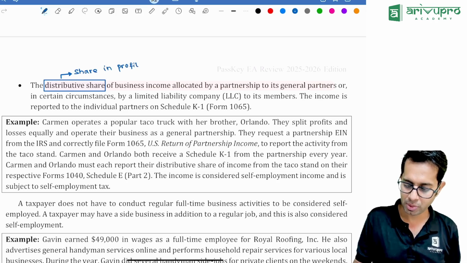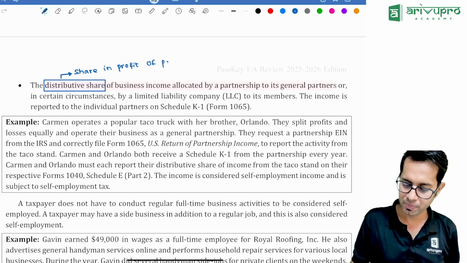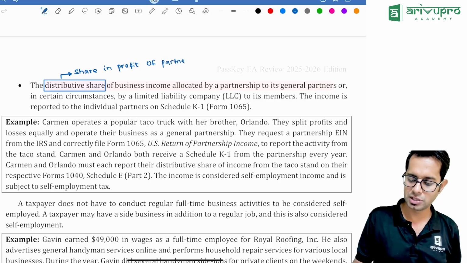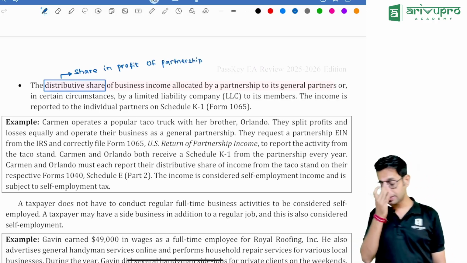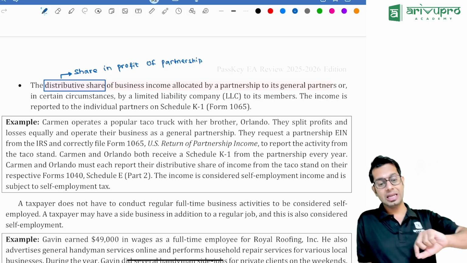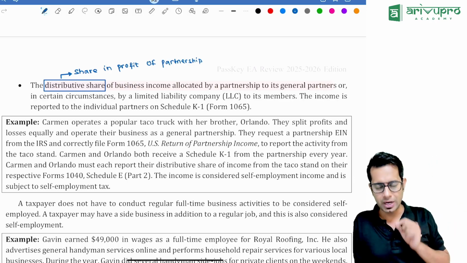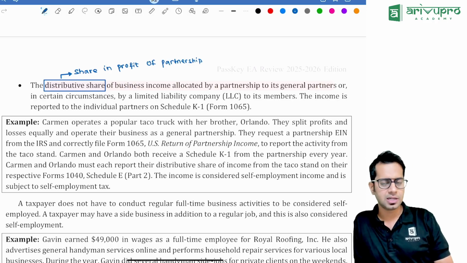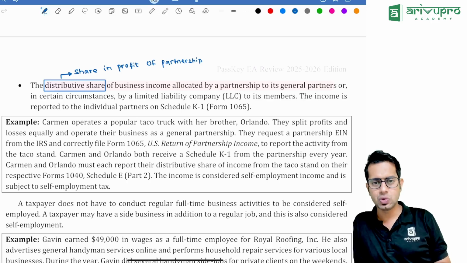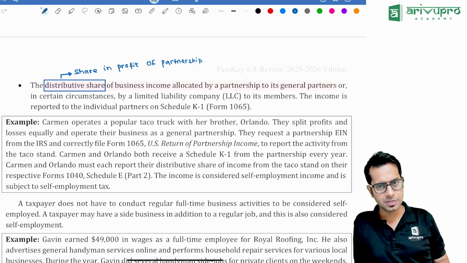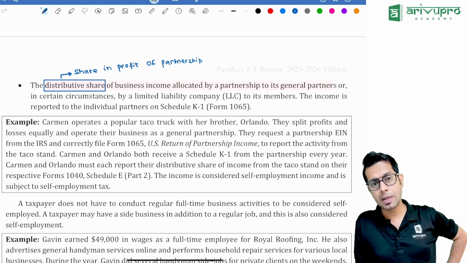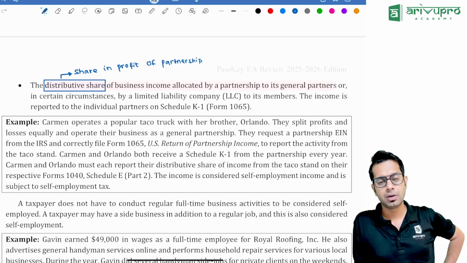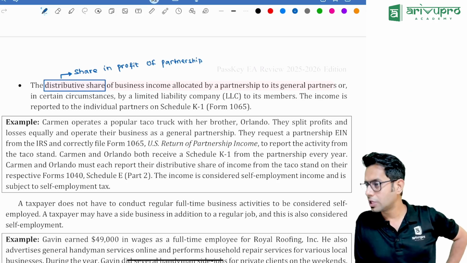It is how much profit the partnership has earned for you, not how much is actually given to you. For example, a partnership has earned a profit of $1 lakh and there are 4 partners. Each partner is going to get $25,000. That is treated as self-employment income. But sir, the partner actually got only $15,000, and $10,000 was kept in the firm.